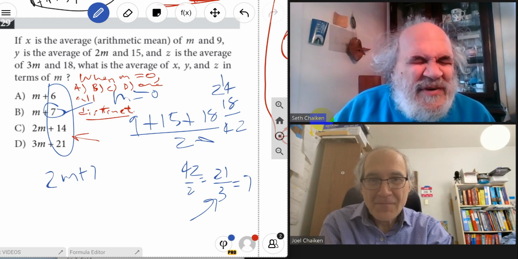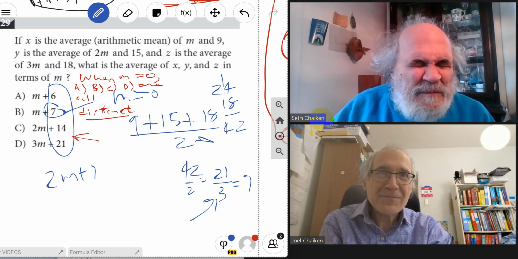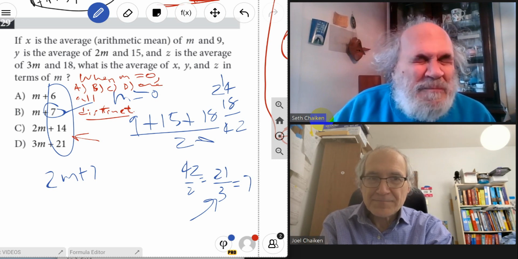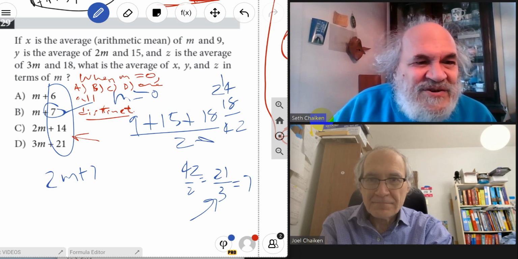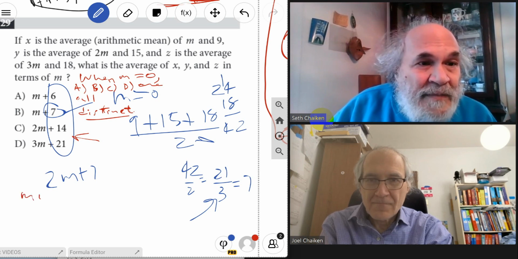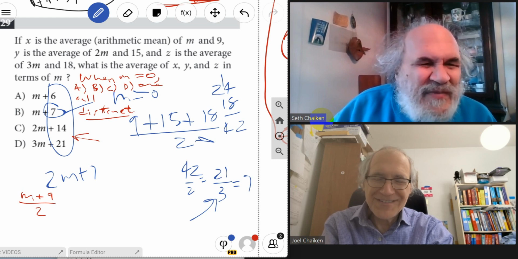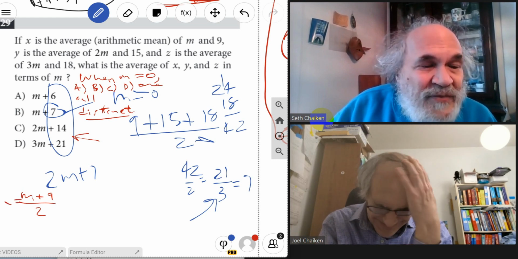So earlier in the video, we did the following. The average of m and 9 is m plus 9 divided by 2, and that is called x.